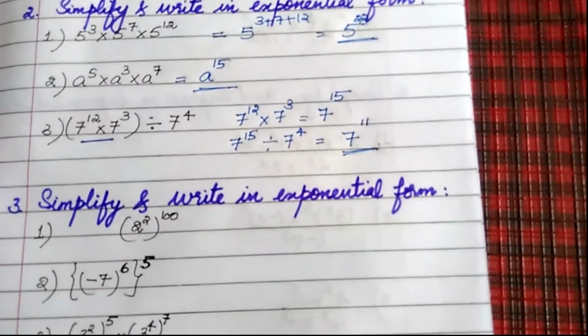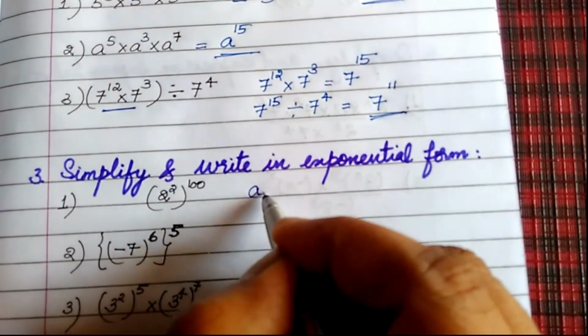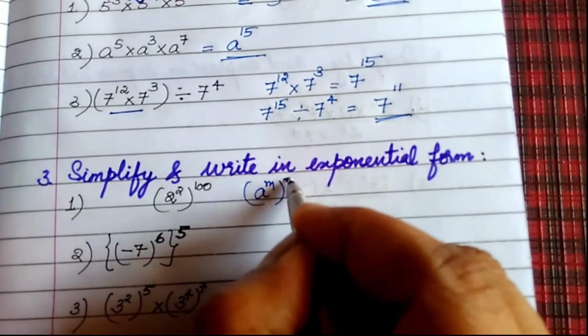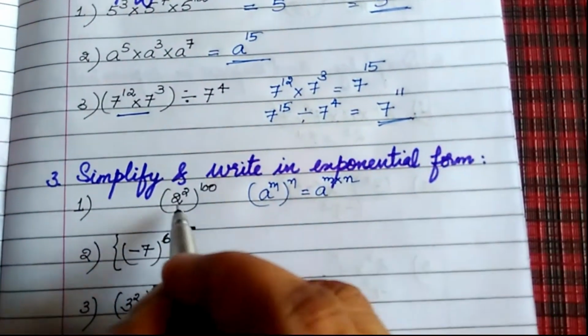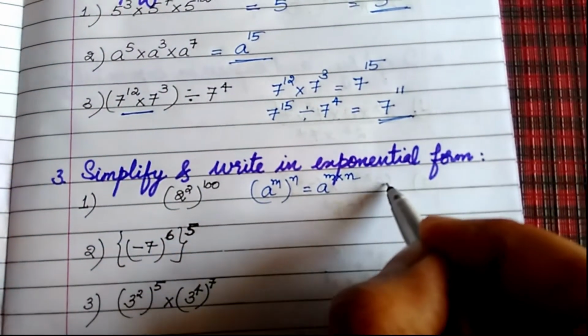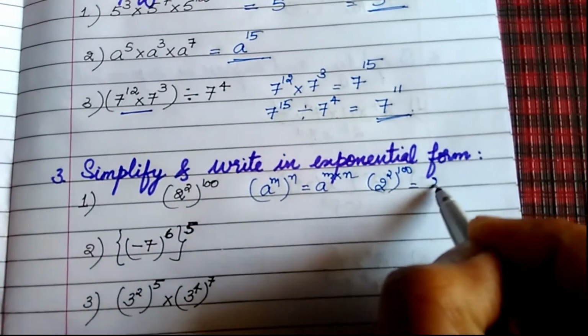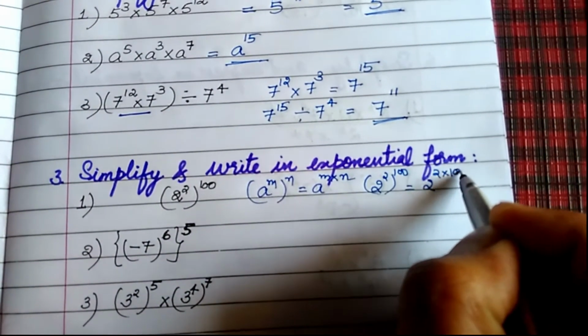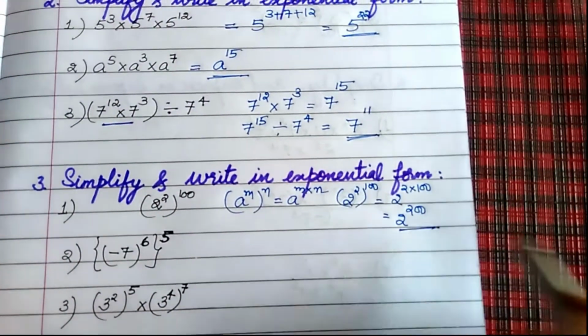Next is third question: simplify and write in exponential form. Power of powers. So a to the power m whole to the power n, you know that it is a to the power m into n. Okay, so it is 2 to the power 2 whole to the power 100. It is 2 to the power 2 into 100. What is 2 into 100? It is 2 to the power 200. So you got this answer.